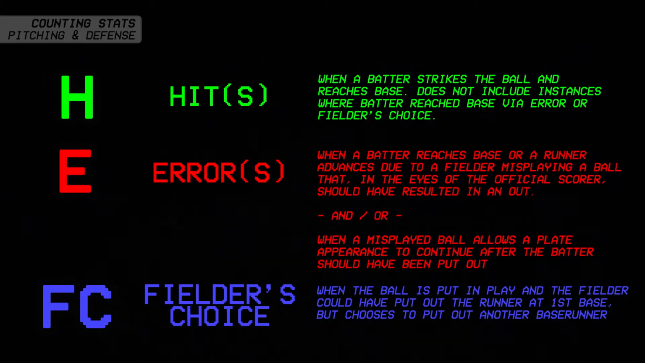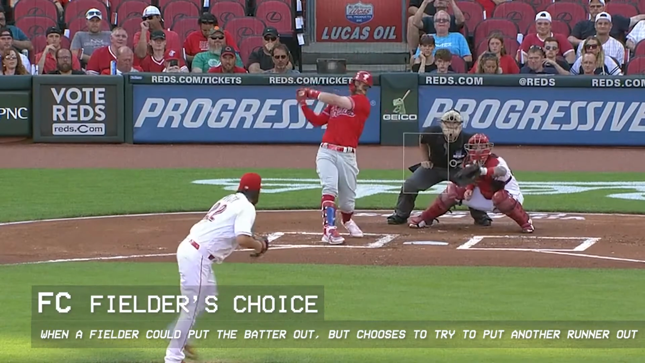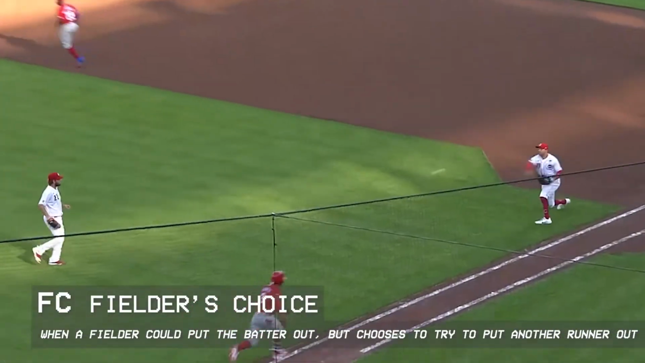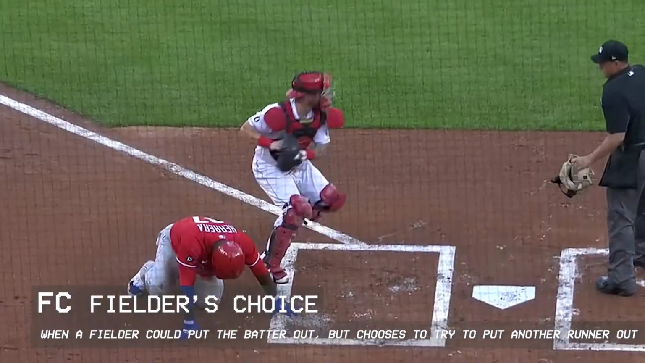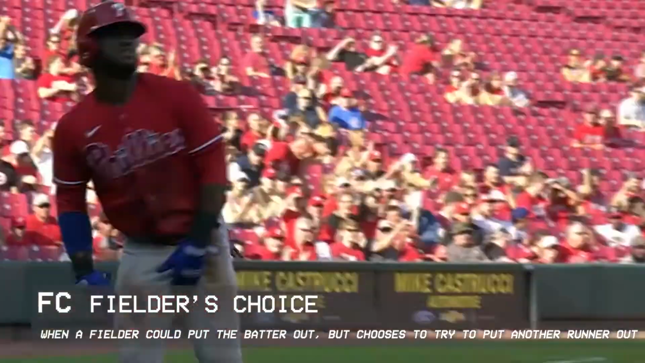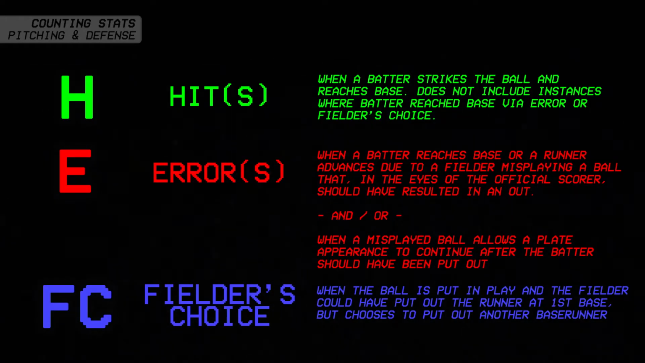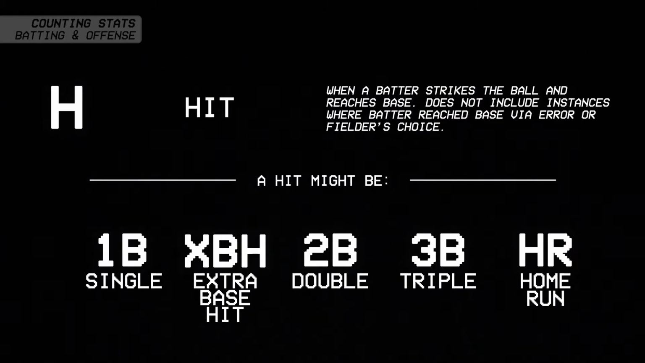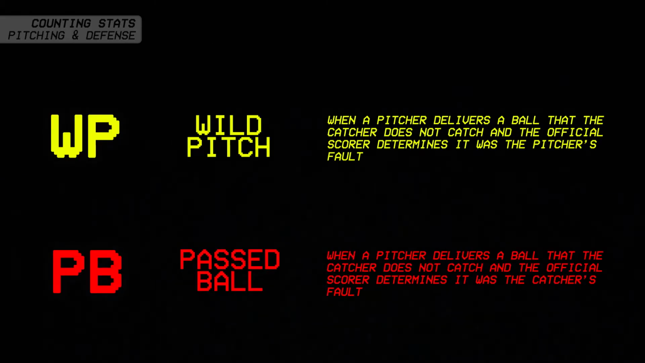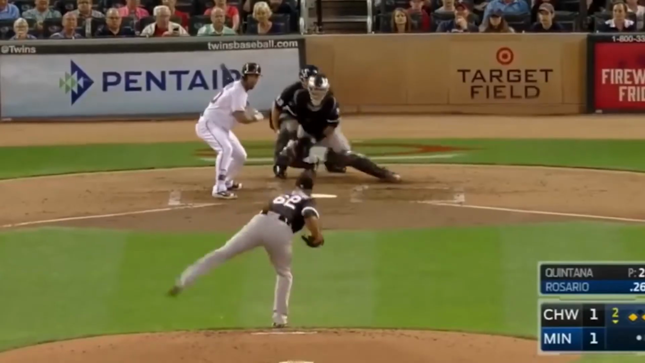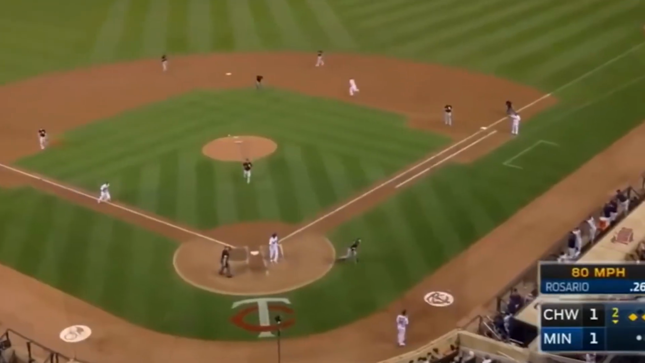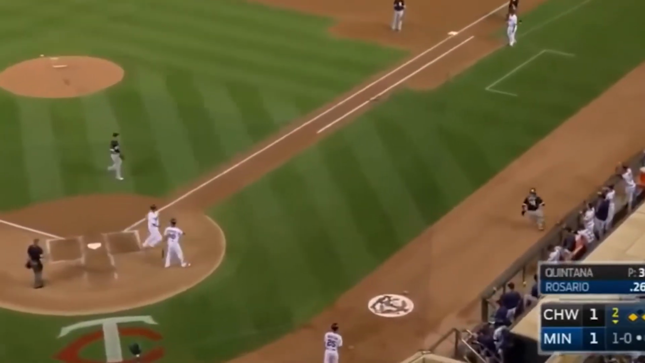And a fielder's choice is when the ball is put in play and the fielder could put the runner out at first base, but instead chooses to put out another base runner. In each of these cases, a hit is not charged to the pitcher nor the defense. Whenever a hit does occur, the type of hit is recorded, both for offense and defense. And we'll talk more about this in the next section when we talk about counting stats for batters. Another event that gets tallied as a statistic is when base runners are allowed to advance because the catcher was for some reason unable to handle a pitch delivered by the pitcher.